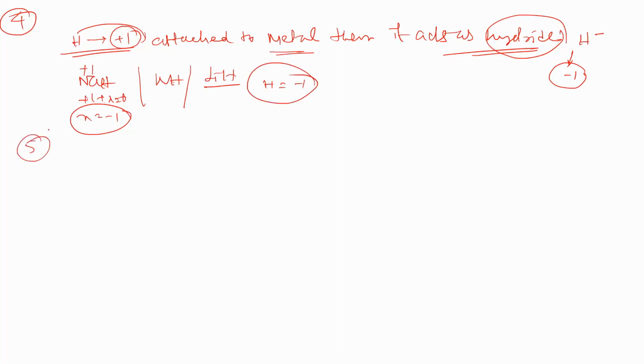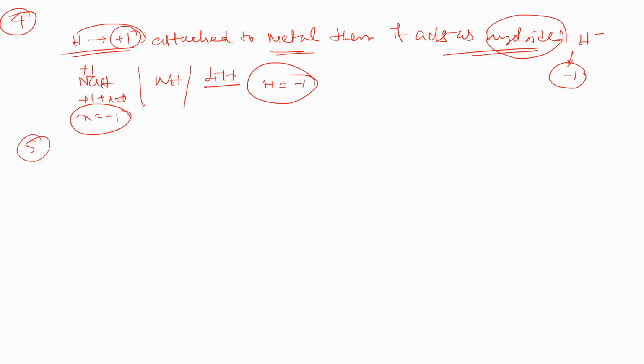There is a fifth rule: we know that fluorine is the most electronegative element, so fluorine will have a -1 oxidation state. But there is also a rule for chlorine, bromine, and iodine, which also belong to the fluorine group, but fluorine is more electronegative than chlorine, bromine, and iodine.